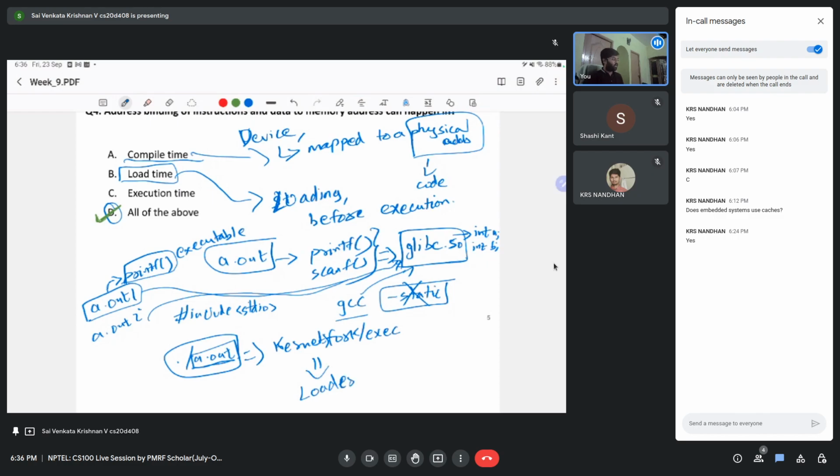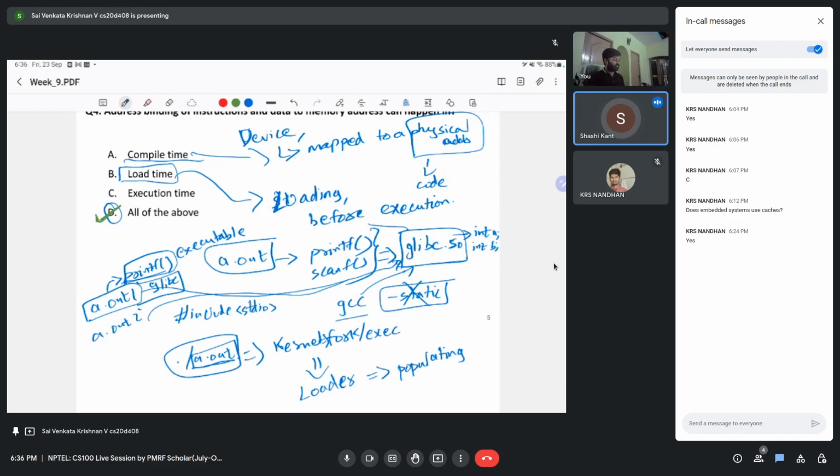And this loader will populate all these exact values, say printf and all these functions that you are invoking in the shared library, right? All these values it will be populating, because the loader will map this glibc library into the address space.